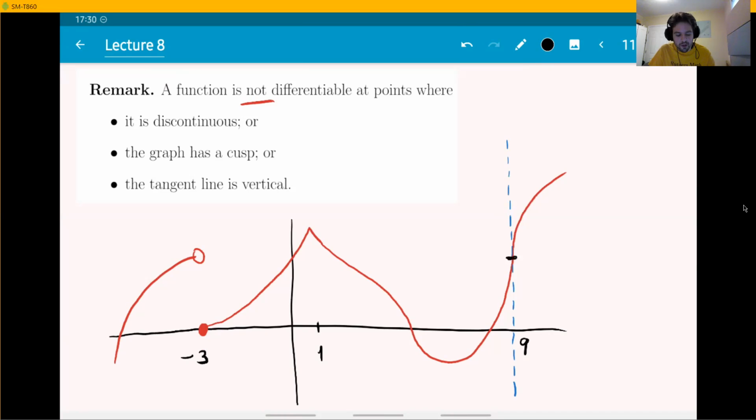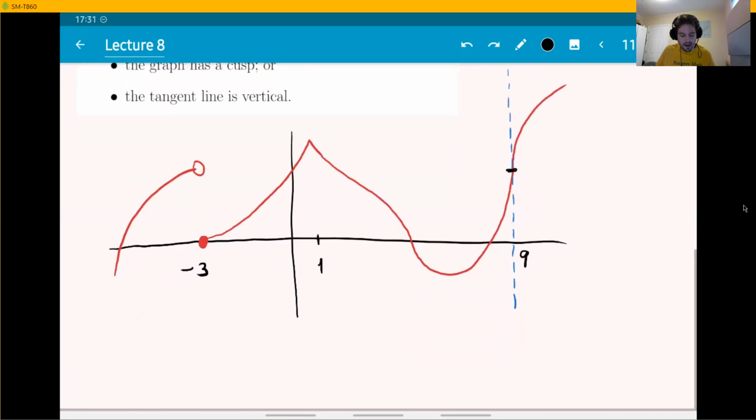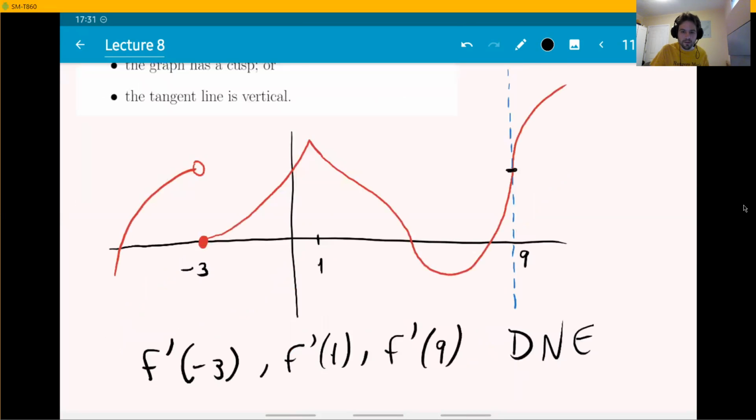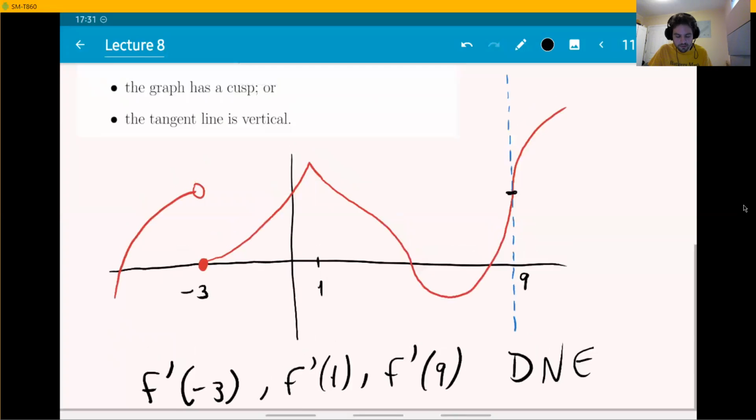All right, so this is what we need to remember about differentiability. The three types of problems you can have: locations where the function is not differentiable, discontinuities, cusps, and places where the tangent line is vertical. So in this particular function here, f prime of -3 and 1 and 9 simply do not exist. So the function is not differentiable.